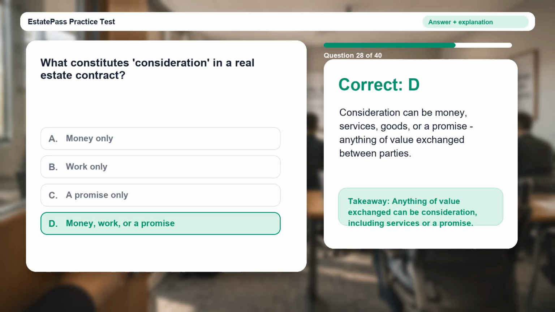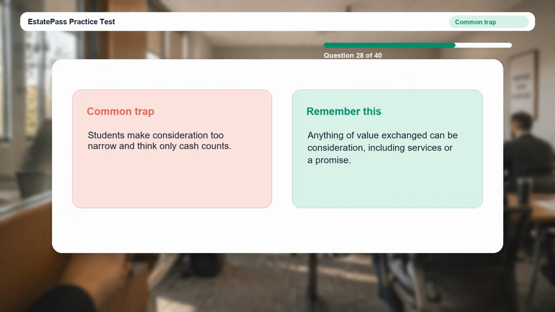Promise. Explanation: consideration can be money, services, goods, or a promise, anything of value exchanged. Common trap: students make consideration too narrow and think only cash counts.